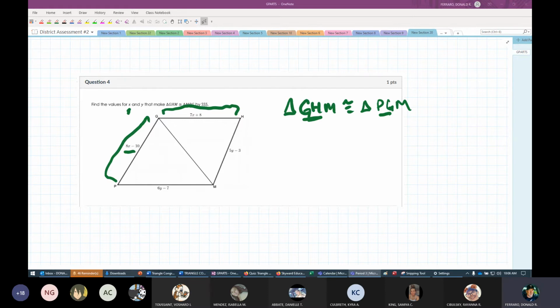Anybody need a hint on this? I wanted to ask, how can you start the equation if there's two different variables? Oh, we're just solving for X here, right? So the equation we're using is 8X minus 10 is equal to 7X plus 8. And now you just solve for X. So just solve for X here.